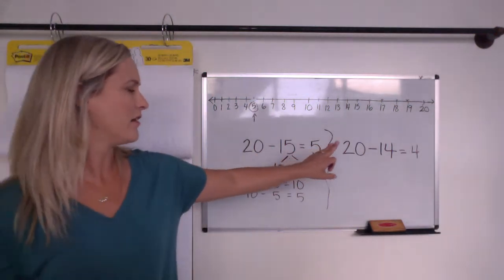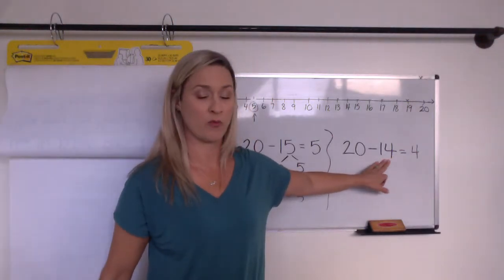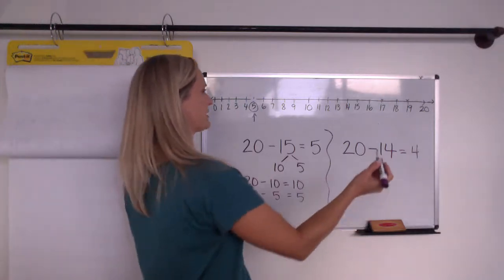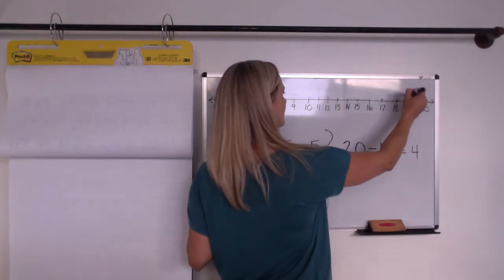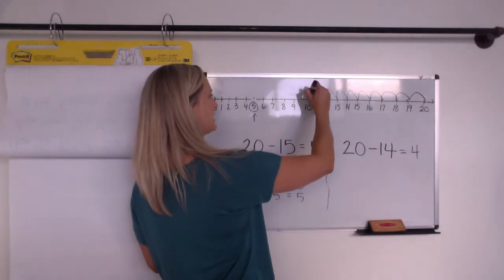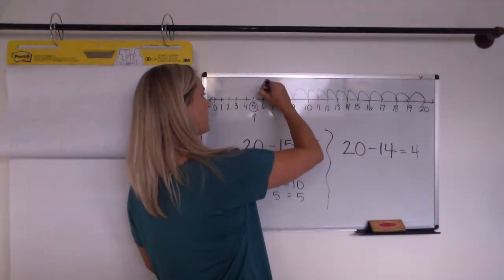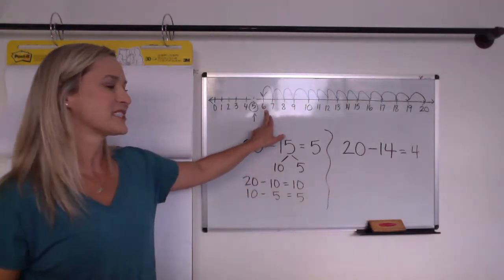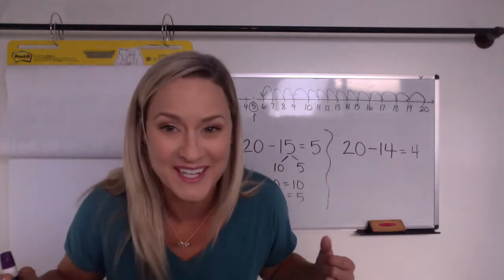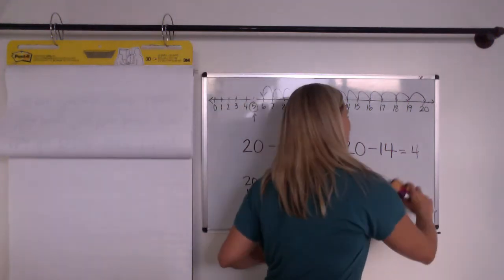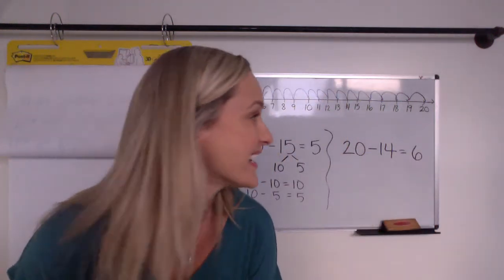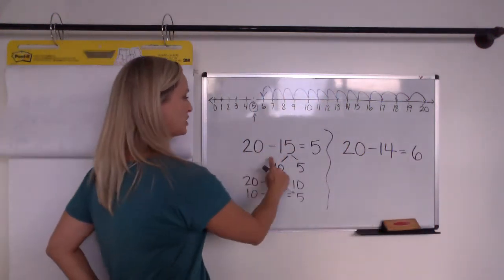But are we taking off one more or are we taking off one less? Taking off one less. So let's see what that looks like. 1, 2, 3, 4, 5, 6, 7, 8, 9, 10, 11, 12, 13, 14. So since we took off one less, our answer is actually one more. So it's not 4, it's actually 6. Okay, so maybe that helped you figure it out.